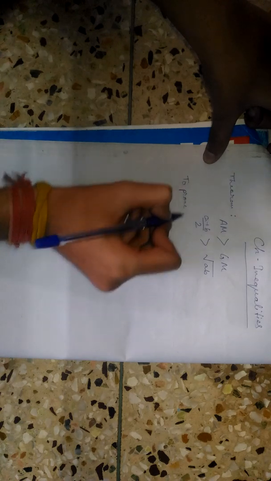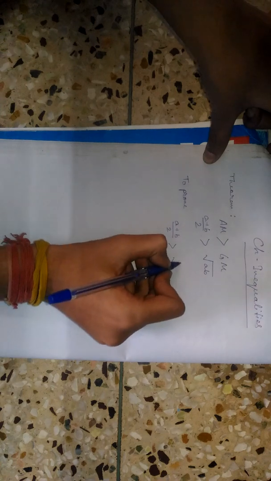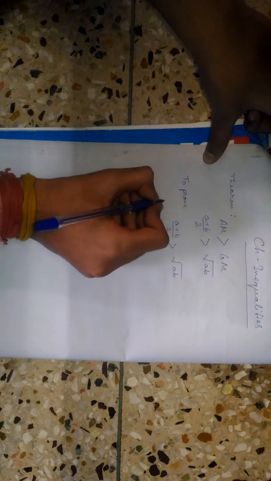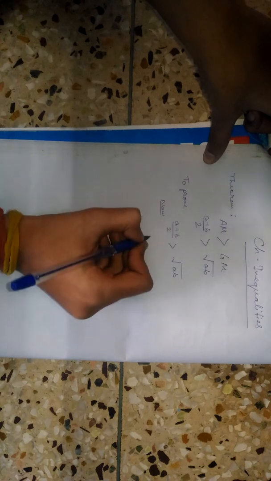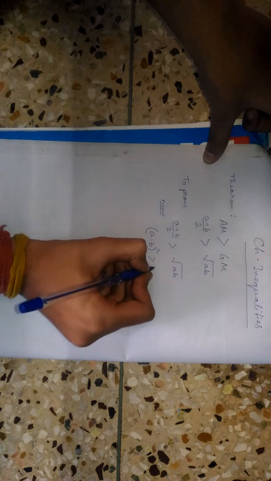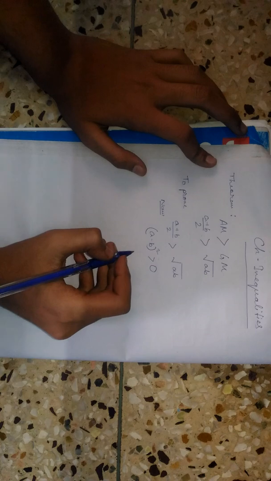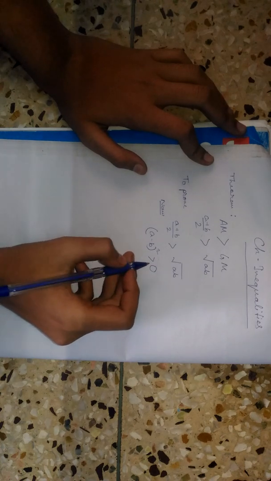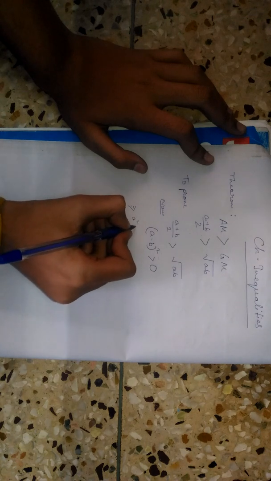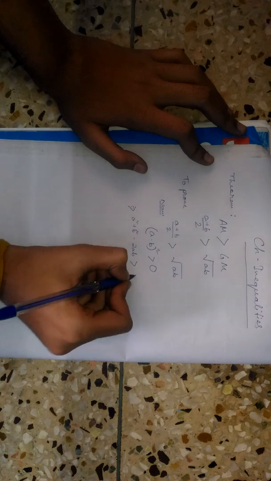To prove (a plus b) by 2 greater than root over ab. Now, (a minus b) whole square greater than 0. Any square term cannot be negative, so that means it is greater than 0. Now we'll put the formula: a square plus b square minus 2ab greater than 0.